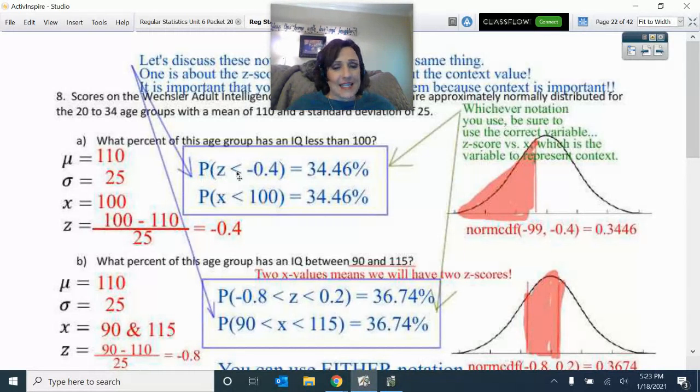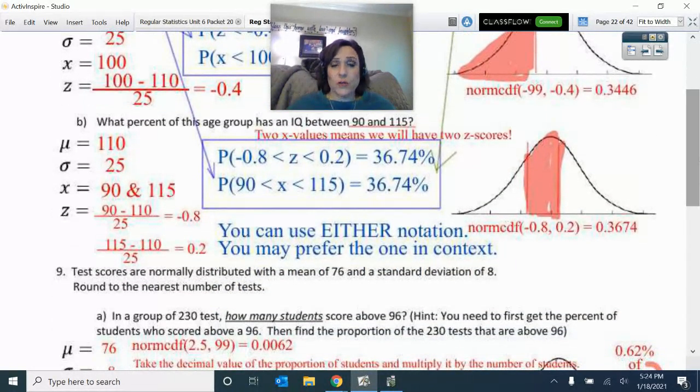Now look at these two ways that I wrote this. The probability that z is less than -0.4. If you want to leave it that way, that's fine. Leave it in z-scores, okay? Now, some people like to write the problem in context because this is what it asked. The probability that x is less than 100, where x is your IQ from that age group. Either way is fine. Just don't switch it up and say the probability that z is less than 100. No, the z-score is -0.4. The context value is 100. Keep those correctly together and pick one and go with it. I think on most of the work for the rest of the unit, I do the z-score notation just to be consistent.